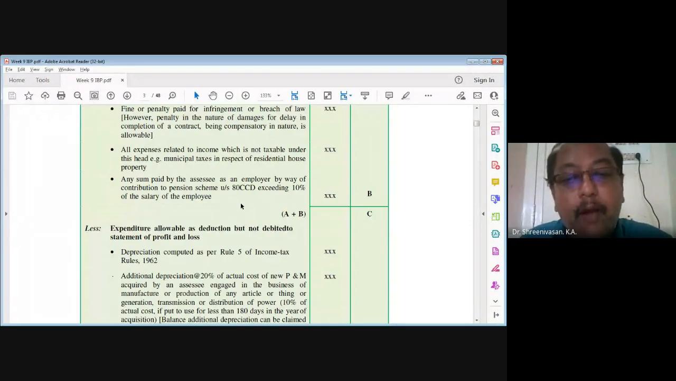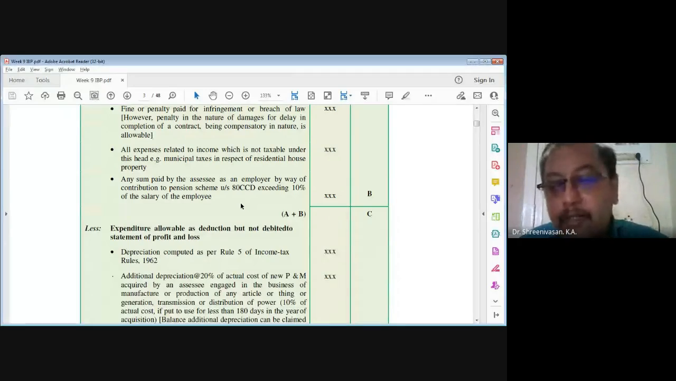And any sum paid by the assessee as an employer by way of contribution to pension schemes under section 80CCD exceeding 10% of the salary of the employee is also not going to be allowed. So anything up to 10% can be claimed, but anything above 10% is not going to be claimable.